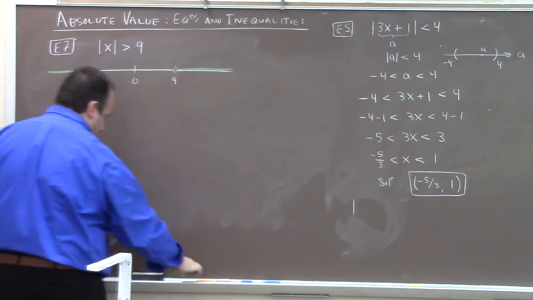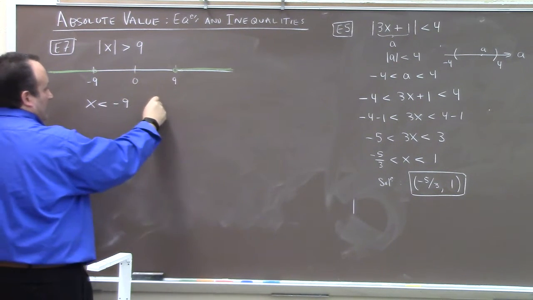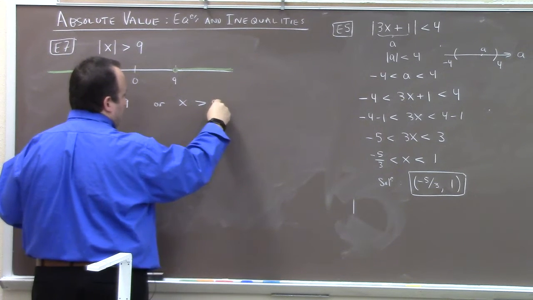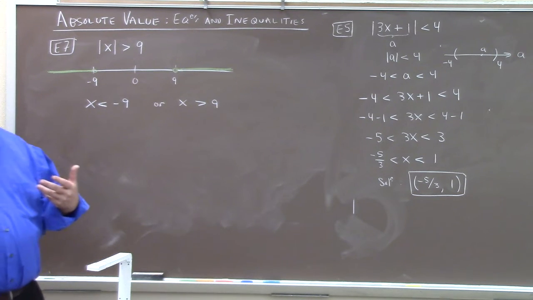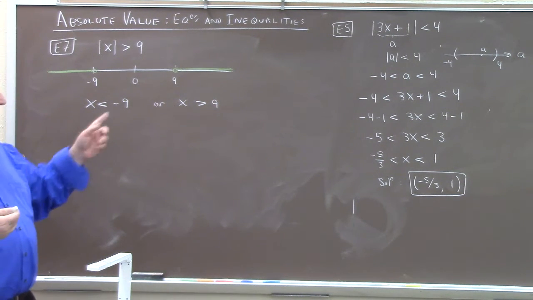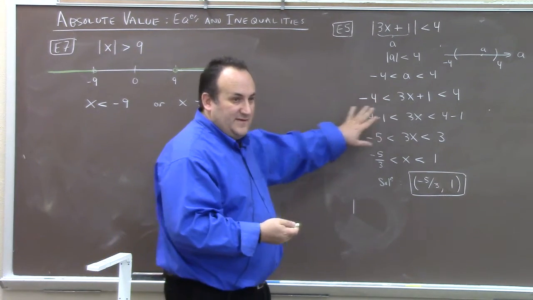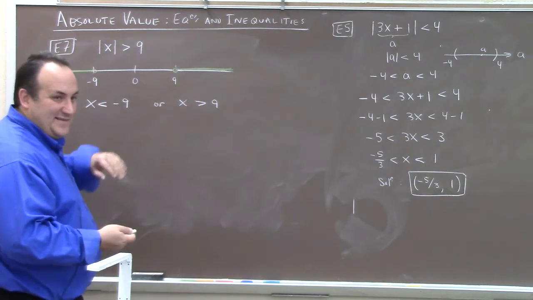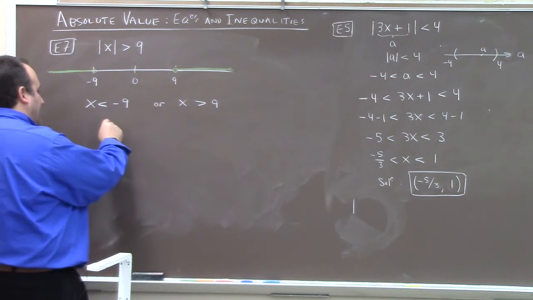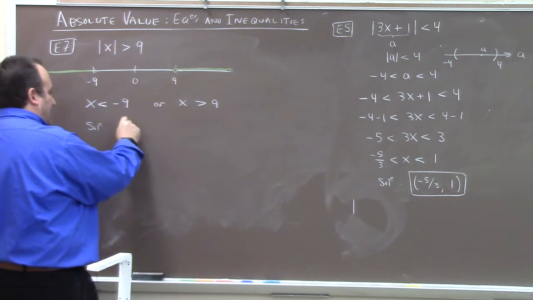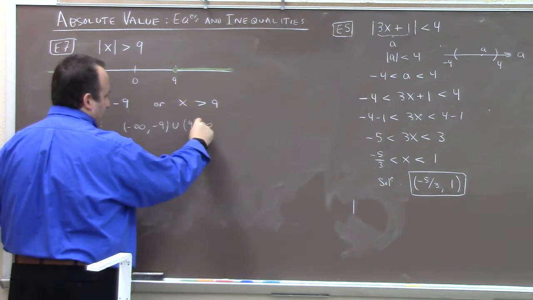So the solution to this has got two pieces. It's either got x less than minus 9 or x greater than 9. And you cannot put these together as one single three-part inequality, like we did here. These are not the same x. They cannot be the same x. These do not go together. They're disjoint, right? So the answer here is minus infinity to minus 9 union 9 to infinity.